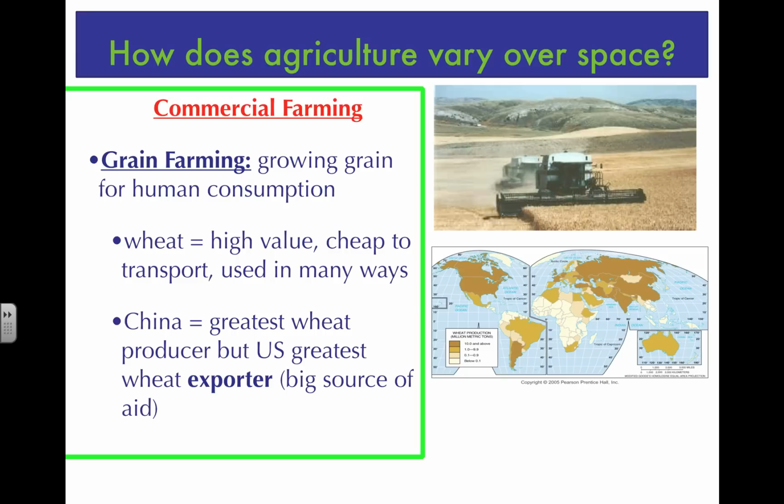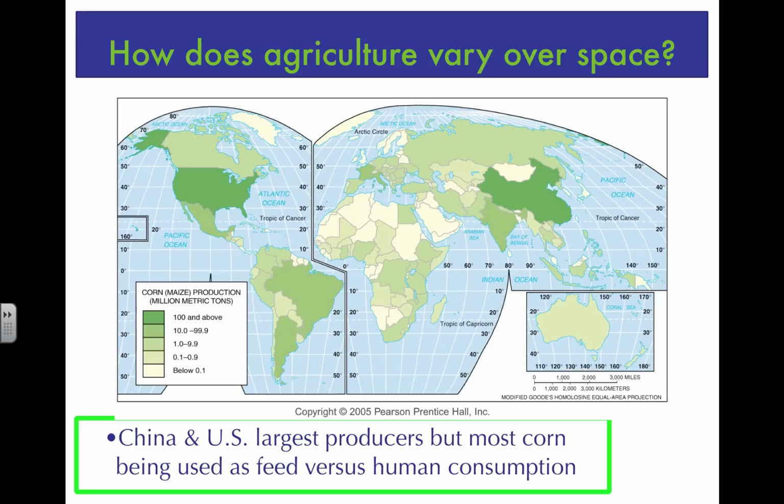China is actually the greatest wheat producer, but the United States is the greatest wheat exporter. So the wheat exports around the world are actually one of the ways in which the United States provides aid to lesser developed countries of the world. So China is the greatest wheat producer, but the U.S. is the greatest wheat exporter, sort of a reflection of the mechanization and the large production of wheat that the United States can do.